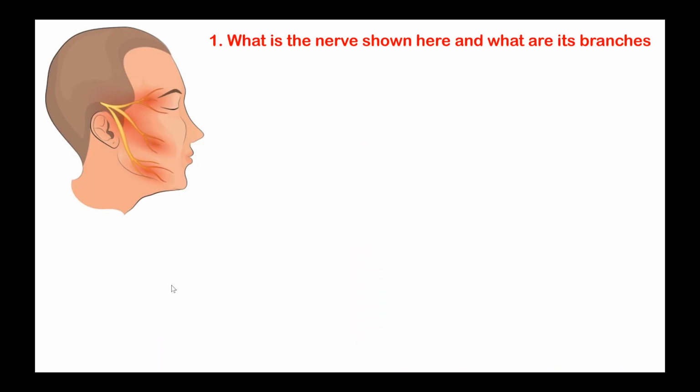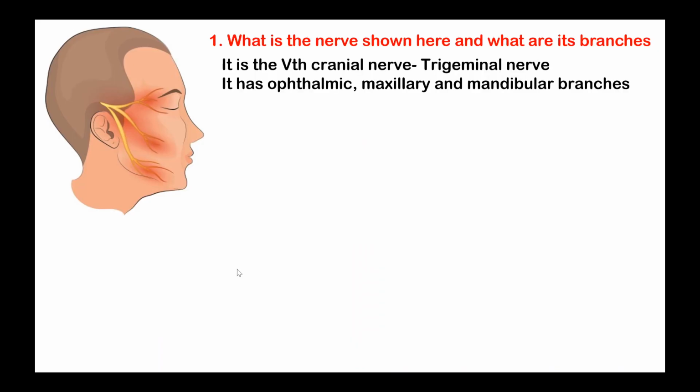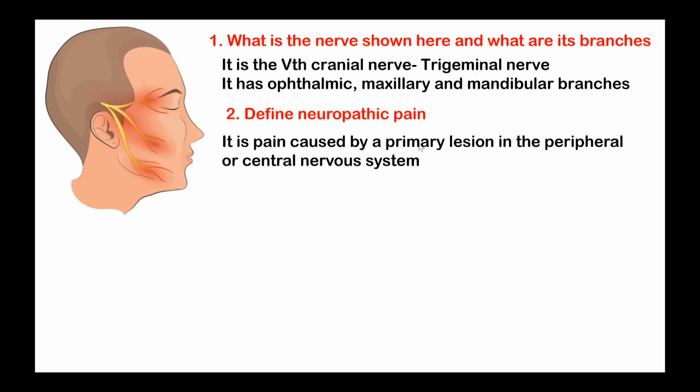What is the nerve shown here? Trigeminal nerve. Very good. The cranial nerve, trigeminal, with the branches ophthalmic, maxillary, and mandibular. Define neuropathic pain. What is the definition of neuropathic pain? It's a pain caused by a primary lesion in the peripheral or central nervous system.